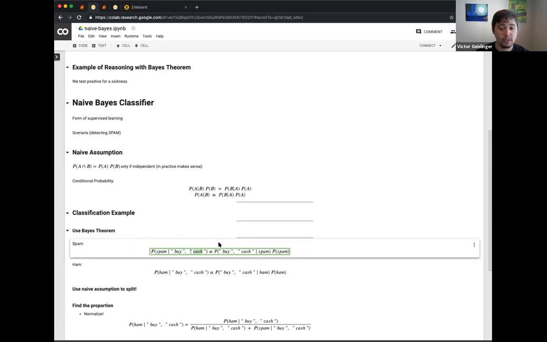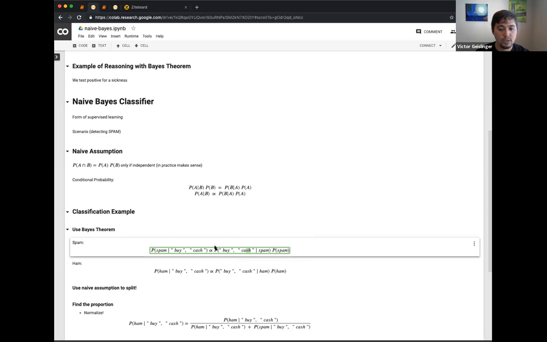And so we can actually find this. This comes directly from the proportionality. We say that it is proportional to the probability of spam times the probability of buy and cash given that it's spam. And I do the same thing for ham down here, the same idea. So note that flip over here. I want to know how likely this thing is spam if I have these words, and instead I can ask how much spam has buy and cash in it, and then also find out the probability of how often spam happens.